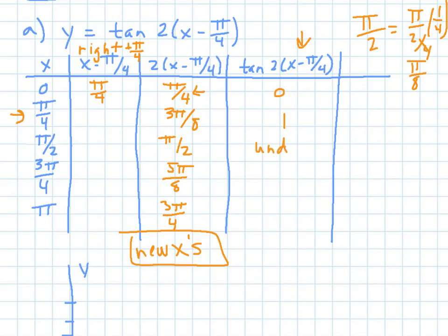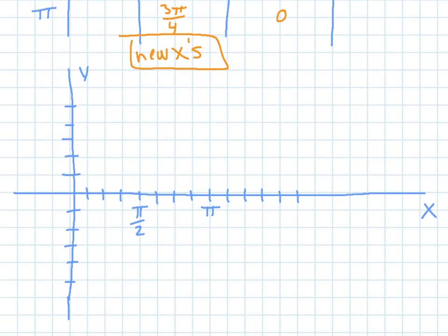Okay? Then 5 pi over 8 minus pi over 4 is 3 pi over 8, times 2 gives me 3 pi over 4. So tangent of 3 pi over 4 is negative 1. And then when I plug in 3 pi over 4 minus pi over 4, that is pi over 2. 2 times pi over 2 is pi. So tangent of pi is going to be 0. Okay, so now I got some nice numbers to plug in.